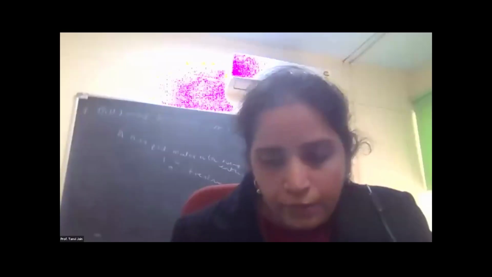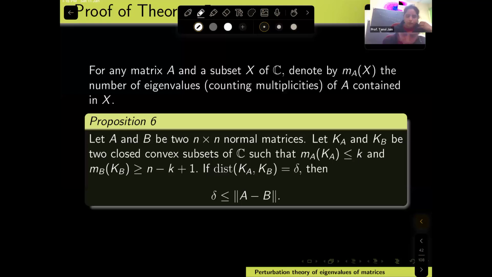Then the proposition says that delta is less than or equal to the norm of A minus B. So the distance between K_A and K_B, where these are two convex sets, one containing k eigenvalues of A and the other containing at least n minus k plus 1 eigenvalues of B, will be less than or equal to the norm of A minus B.